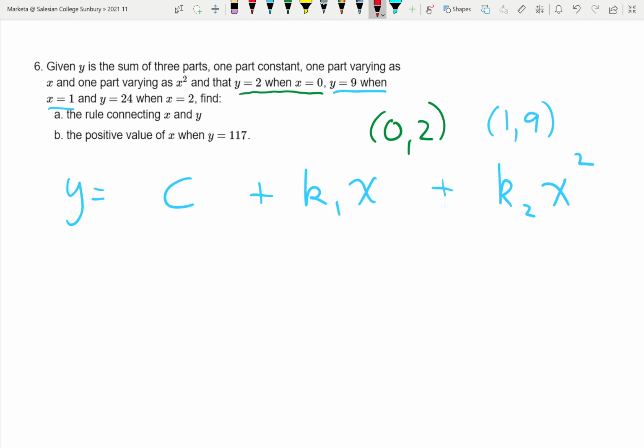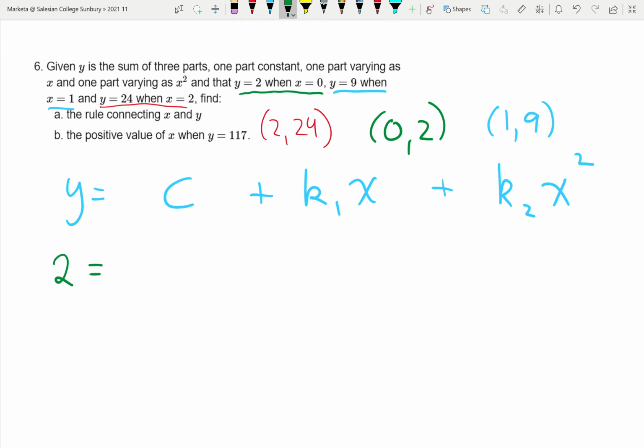And the third point is 2, 24. So now we can sub in those values and we get 3 simultaneous equations, which we'll be able to then use to work out the rule connecting x and y. So let's do that. This is particularly handy because our x value is going to be 0. You'll see in a minute.